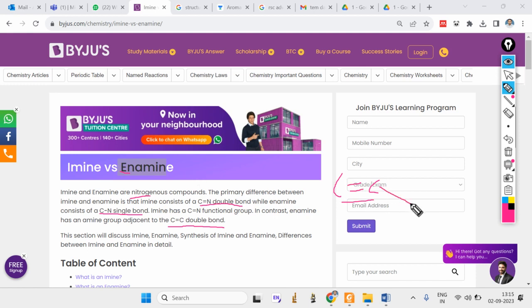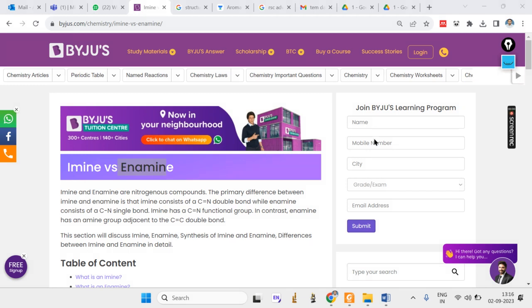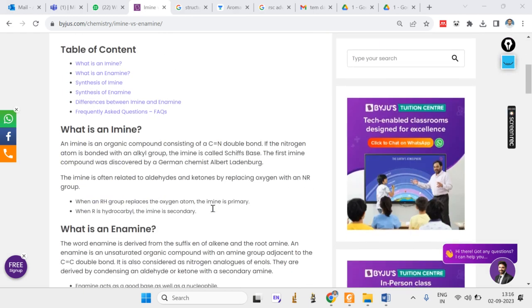And amine means anywhere nitrogen is there. This is the amine, C-N. C-N is your amine, followed by en and amine. This is known as enamine. A double bond followed by an amine group is known as enamine.